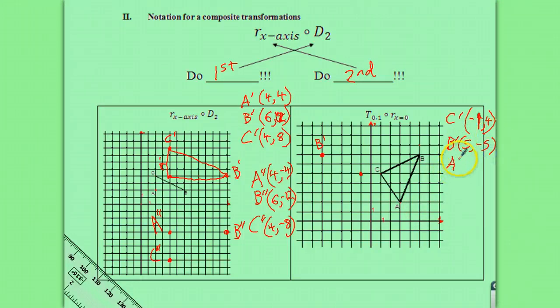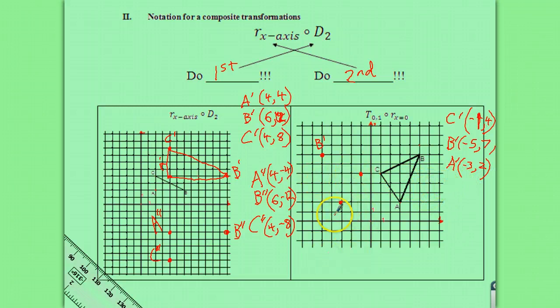And A prime was 1, 2, 3, 4, 5, 6, 7. Negative 7, sorry. I messed that one up. That's wrong, sorry guys. So negative 5, comma 7. That's what it should be. And A double would be right here. So 3, comma 2 becomes negative 3, comma 2.